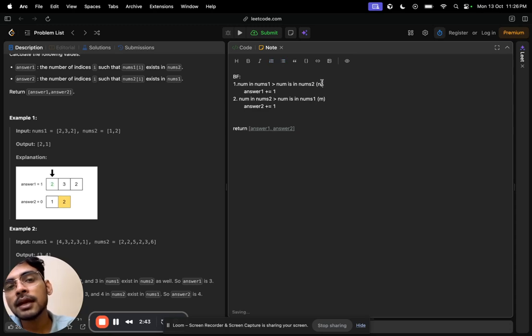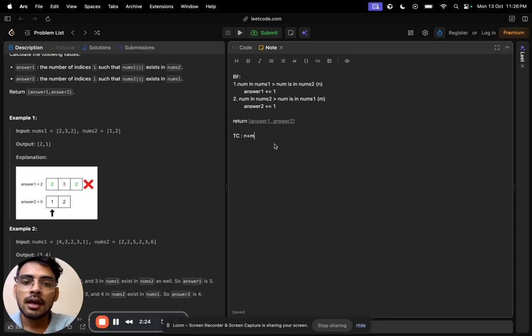So overall we will be running this for n times, and we will be running this for m times. So the time complexity of this particular solution will be O(n plus m), because we will be running loops for n plus m times. And for space complexity, we are taking only two variables, so it is constant, O(1). So that is it.